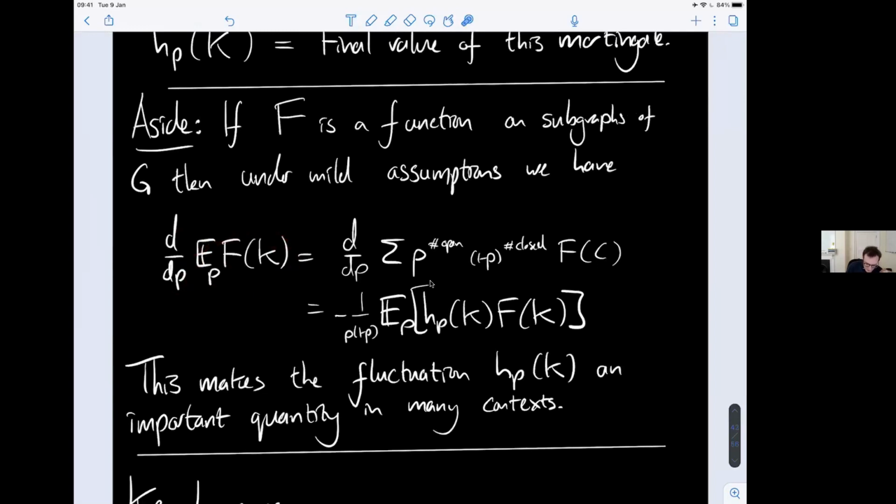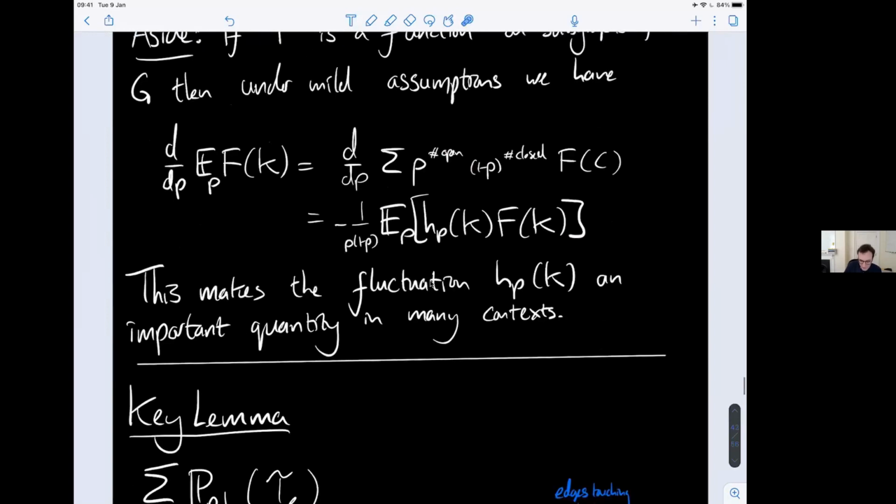expand this expectation out as the sum of all possible clusters of the origin times the probability that that cluster is the cluster of the origin, which is p to the number of open edges in the cluster, 1 minus p to the number of closed edges touching the cluster, right, times the function evaluated there. And if you just differentiate this term by term, which of course you're going to need some assumptions in order for that to be a legitimate thing to do, but if you do differentiate it term by term, then it's exactly, up to this uninteresting prefactor, the expectation of f multiplied by the fluctuation.